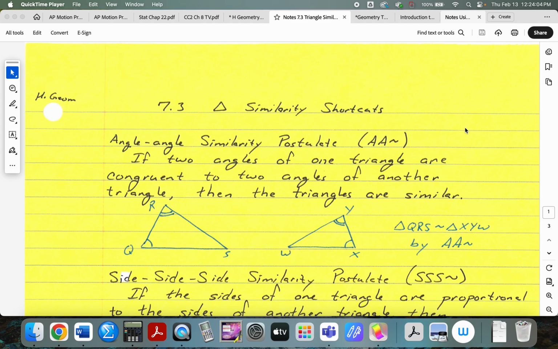And you're like, well, what about angle S and angle W in this example? What do we know about them? They're congruent by the third angle theorem, right? By the third angle theorem, those 2 are congruent also. So you only need 2, because once you have 2, the third one takes care of itself. And if all the angles in one triangle are the same as all the angles in another triangle, the 2 triangles are going to be similar to each other.